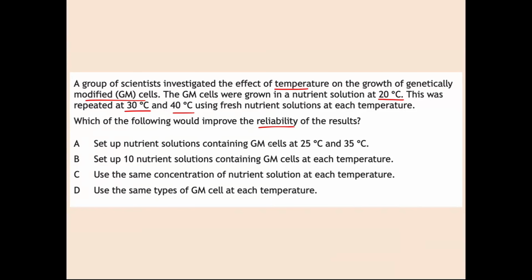Would we set up the nutrient solutions containing GM cells at 25 and 35 degrees? Well, that would increase the range of temperatures that we use, but not necessarily increase the reliability of our results. Would we set up 10 nutrient solutions containing GM cells at each temperature? That sounds good to me because that sounds like we're doing 10 repeats at each temperature, which sounds like it would be reliable. Do we use the same concentration of nutrient solution at each temperature? That's good practice, but that would improve the validity, not the reliability. And using the same types of GM cell at each temperature, again, that would improve the validity, not the reliability. So the answer is going to be B for that one.